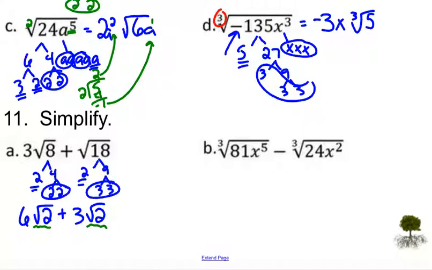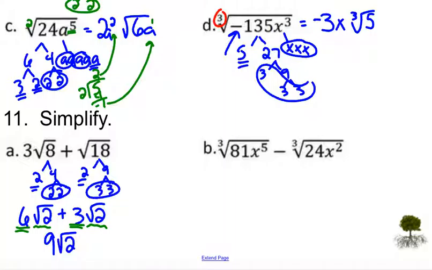So you can treat the root 2 kind of like an x. Like what's 6x plus 3x? Well, that would be 9x. So what's 6 root 2's plus 3 root 2's? Well, that's 9 root 2. So you add the numbers or subtract the numbers here. The radical stays the same because they're like radicals.